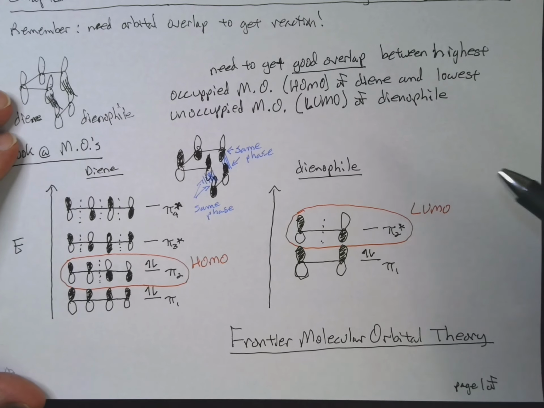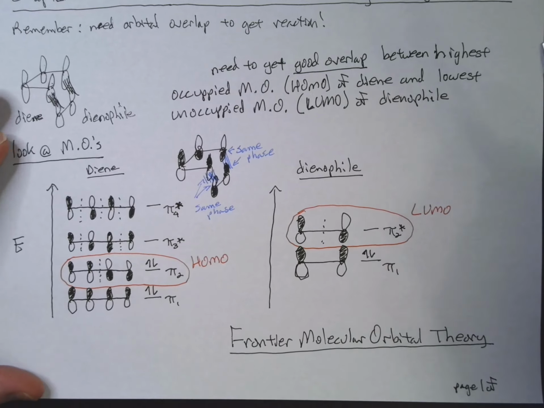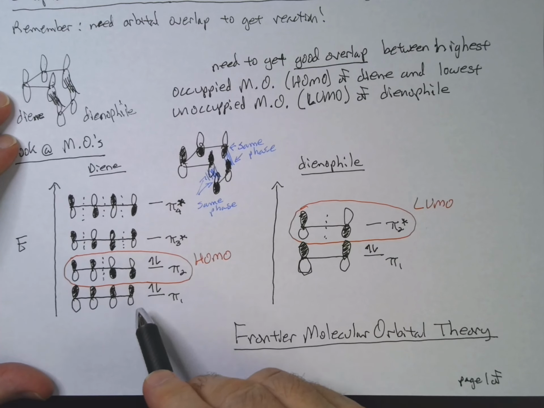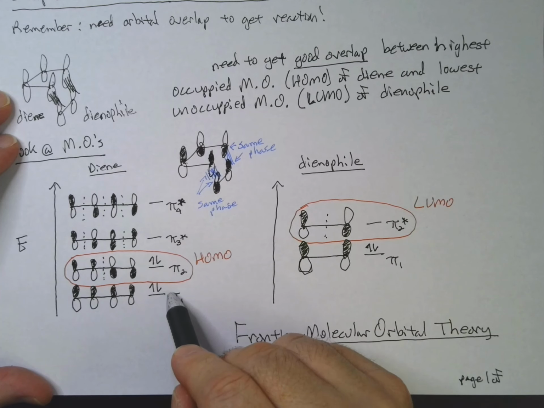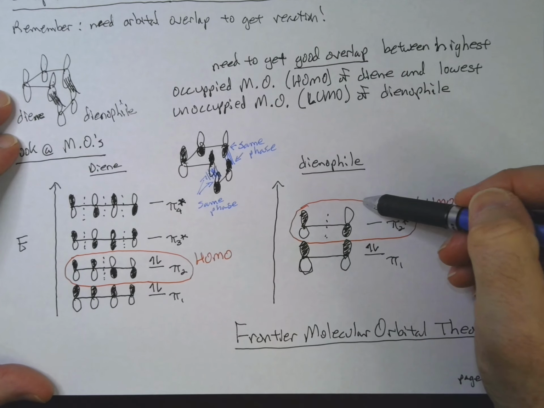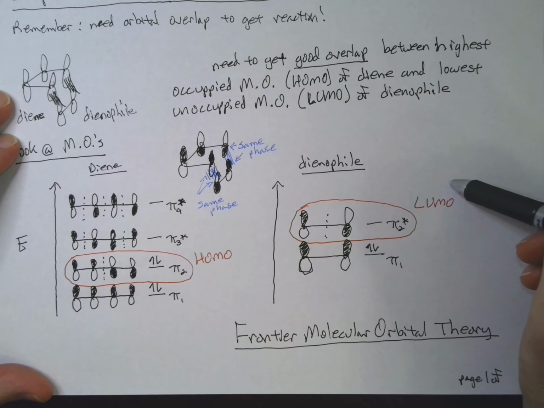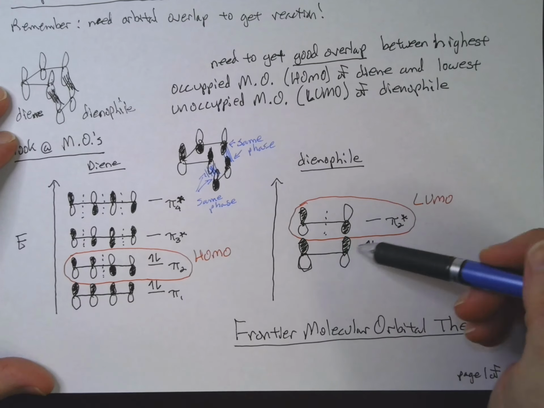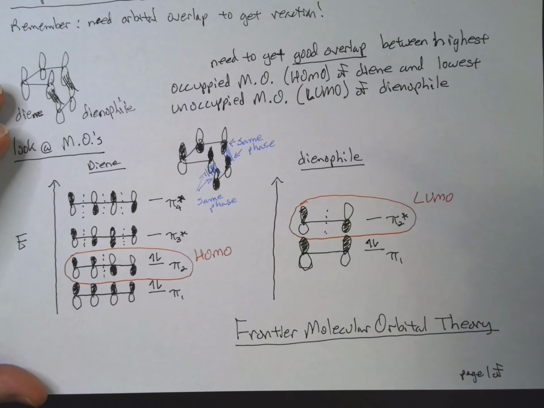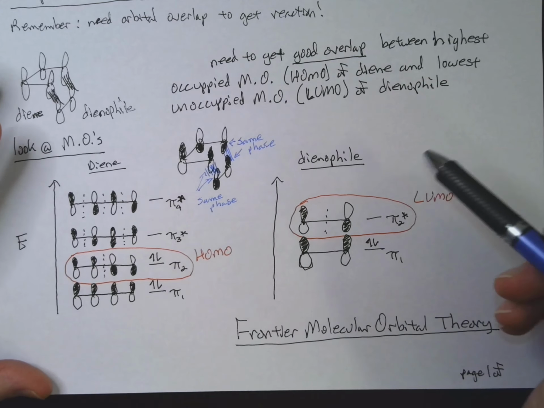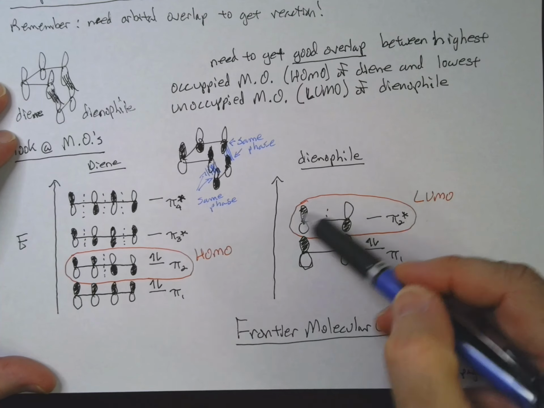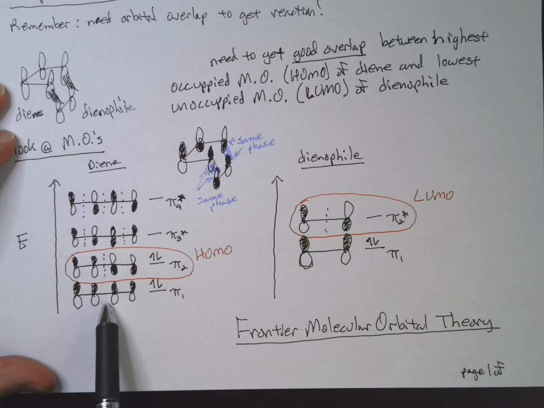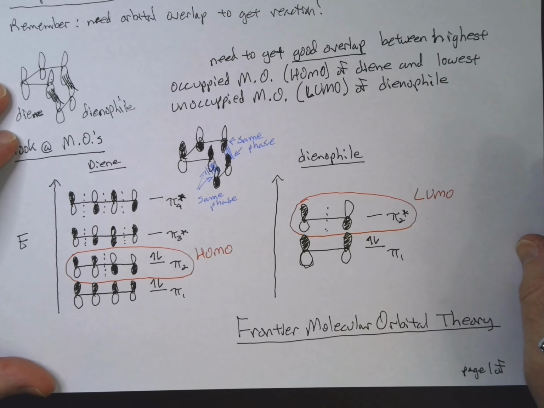And what frontier molecular orbital theory states is that you don't have to worry about orbitals that are lower in energy than the highest occupied molecular orbital, or orbitals that might be higher in energy than the lowest unoccupied molecular orbital. Of course, we don't have those in the dienophile because there's only a HOMO and a LUMO. But we're just interested in these particular orbitals. Not pi 4 star, not pi 1 of the diene, etc.